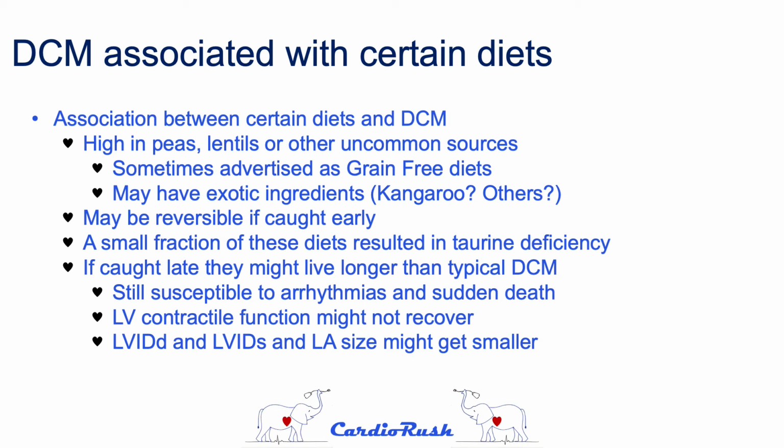However, if the disease is caught after congestive heart failure is already present, it may be less likely to be reversed back towards normal. A small fraction of these diets resulted in taurine deficiency, but the vast majority of them do not have taurine deficiency. And these dogs are still susceptible to arrhythmia and sudden death.